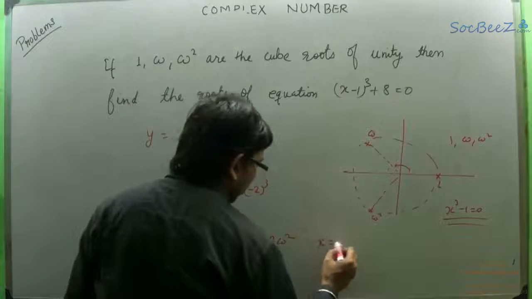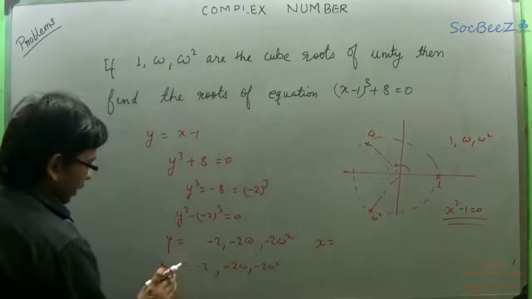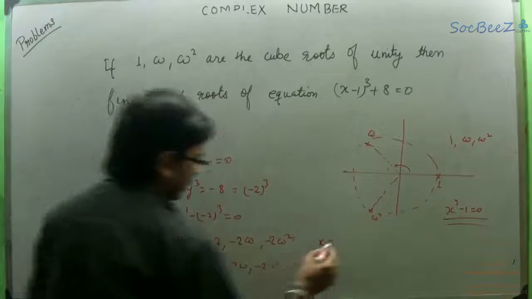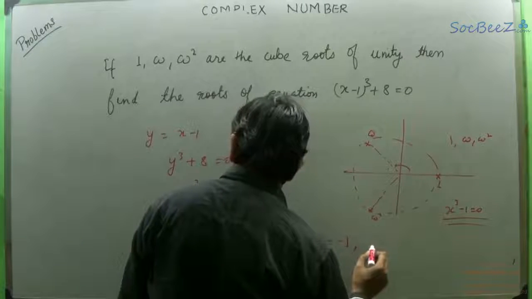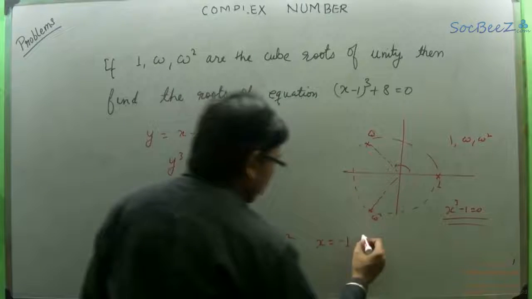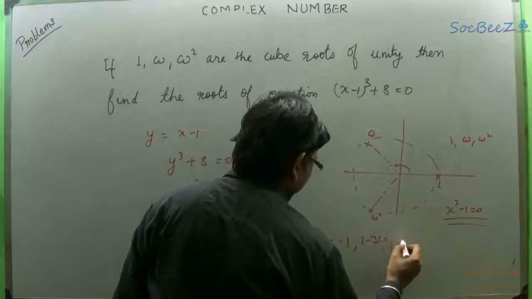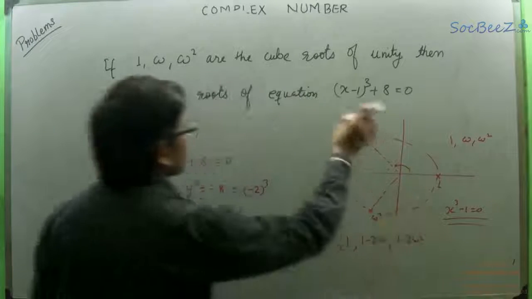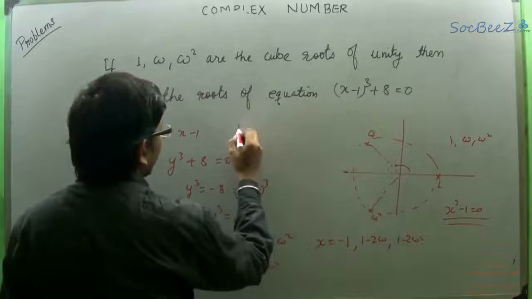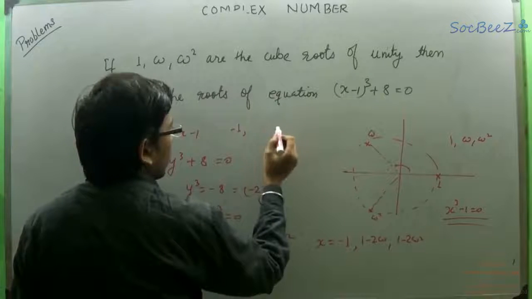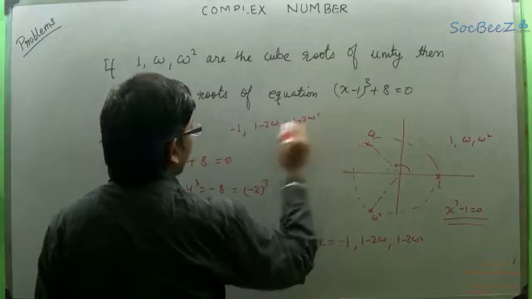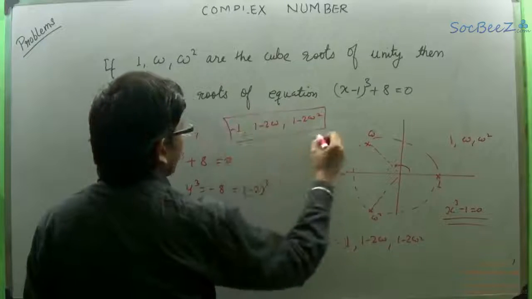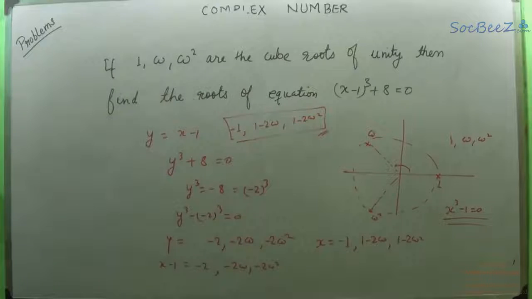So x is equal to 1, taking 1 this side, minus 2 plus 1, that is minus 1. x is equal to minus 1, 1 minus 2 omega and 1 minus 2 omega square. So the roots of this equation are minus 1, 1 minus 2 omega and 1 minus 2 omega square, right? Okay.